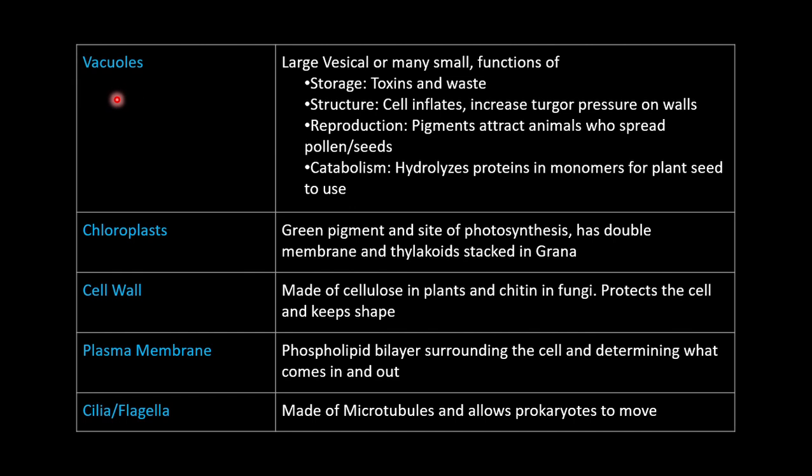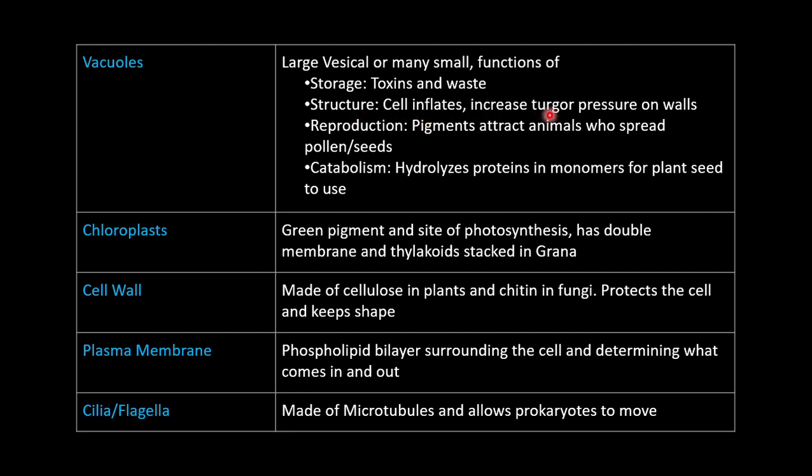Vacuoles. So vacuoles are found in both plant and animal cells. However, they're much bigger in plant cells, and they have more purposes. So, large vesicles, or many small ones like in eukaryotes. Functions: they store toxins and waste for later excretion. They help in structure. When water is put into the vacuole, it will expand, causing the vacuole to inflate. And for plant cells, this will allow increased turgor pressure and rigidity along the cell walls.